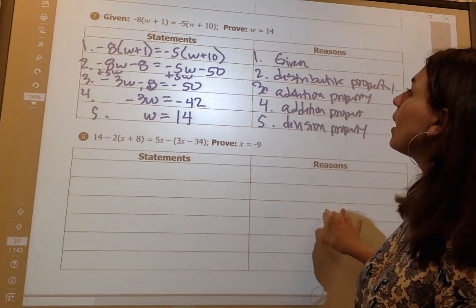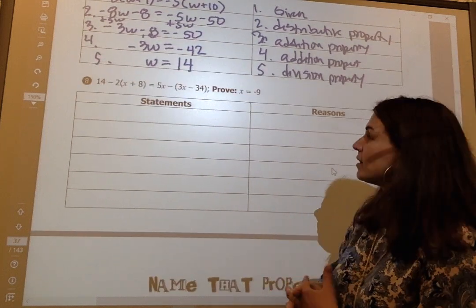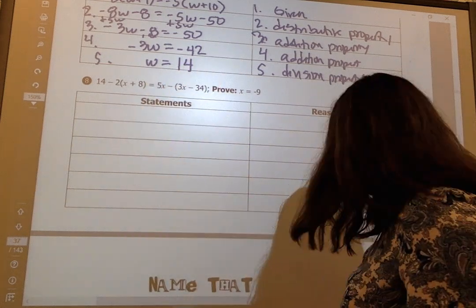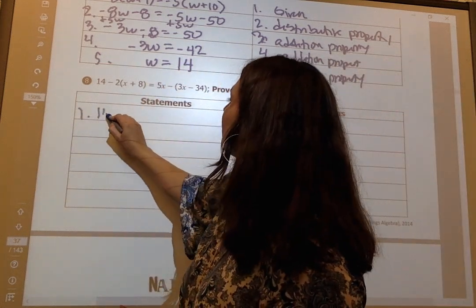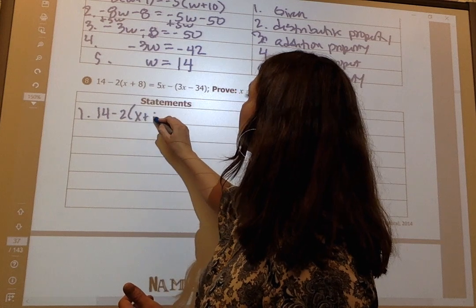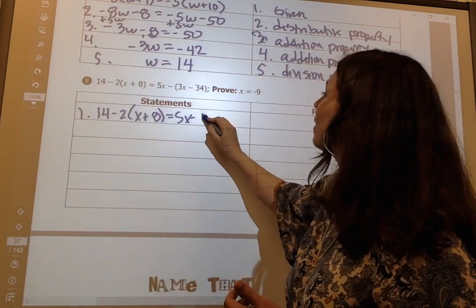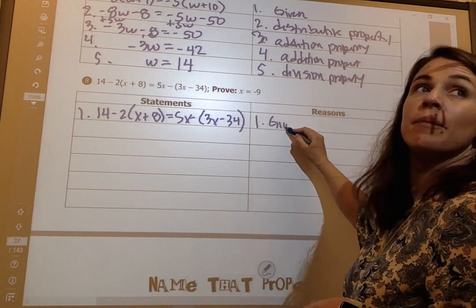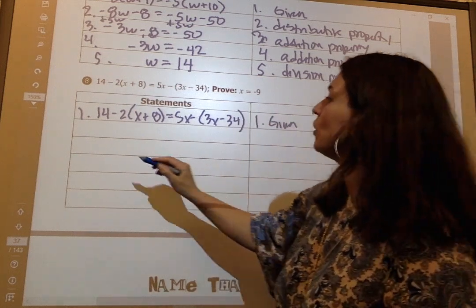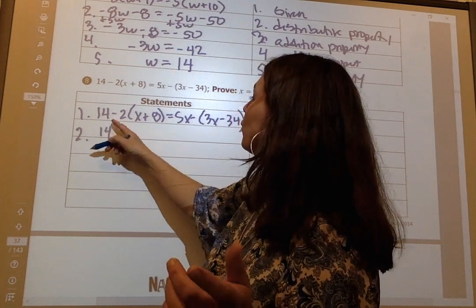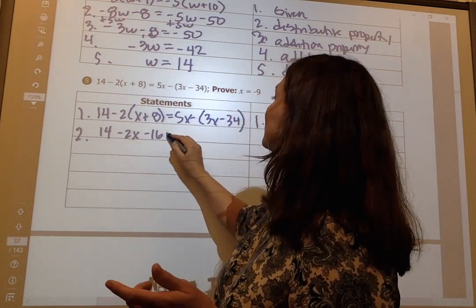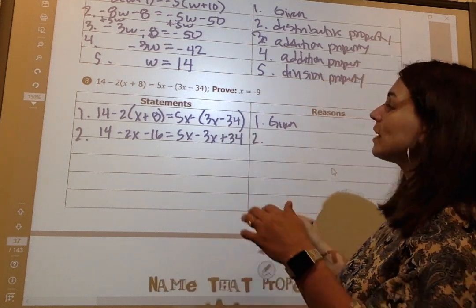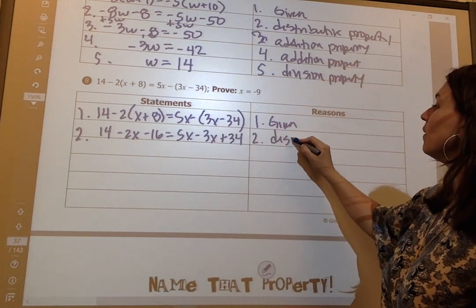All right, let's do the last one together so you can see what that looks like when you have to write them out. So again, my first one is going to be 14 minus 2 times x plus 8 equals 5x minus 3x minus 34. And step 1 is given to me. That's my given statement. Step 2, I'm going to distribute. So I keep 14. I get negative 2x minus 16 equals 5x minus 3x plus 34. So step 2, that would be distributive property.